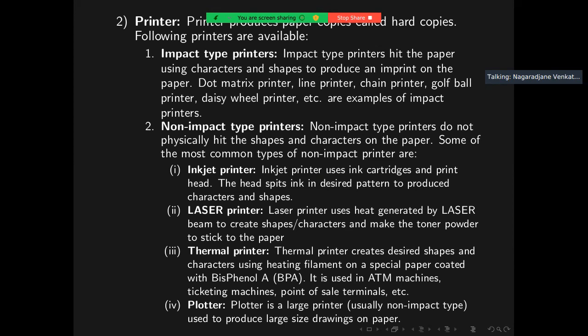Then there are two types of outputs we can produce. One is a soft copy, the other one is a hard copy. Then for producing hard copy, we have two techniques. One is called impact type printing, in which the printer hits the paper to produce the result. Whereas there is another type of printing in which the paper is not touched by the printer. It's a non-impact type printer.